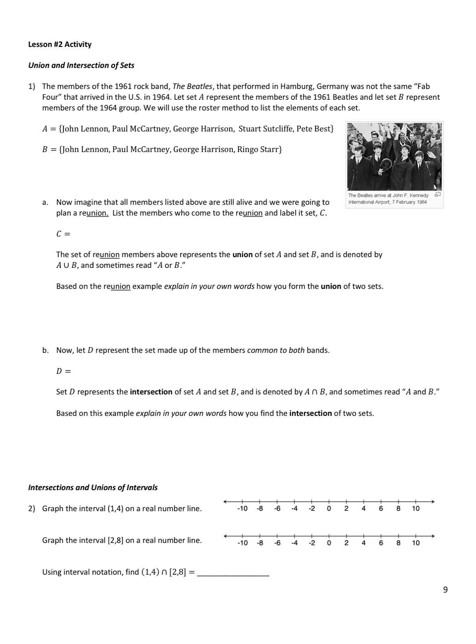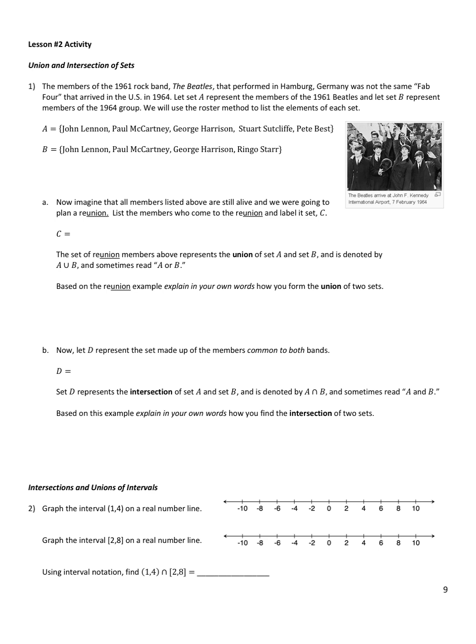Here's the lesson 2 activity for college algebra. First, we're going to talk about union and intersection of sets. So the members of the 1961 rock band, the Beatles, and the members that arrived in 1964 in the US were not the same band. So we're going to let A be the members from 61 and B be the members from the 64 group. And we use the roster method to list them.